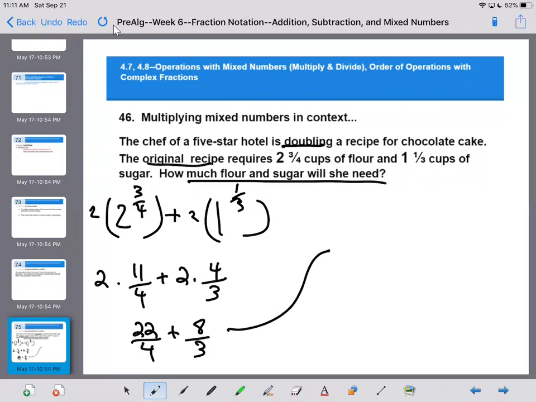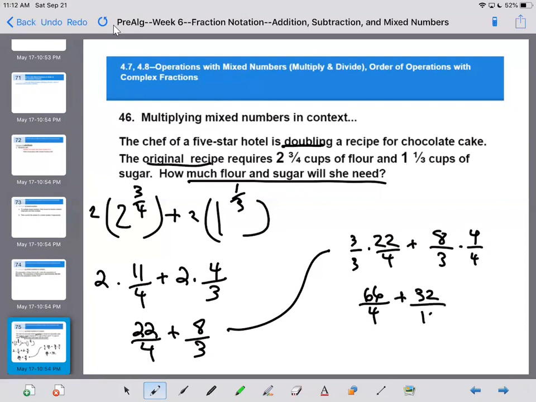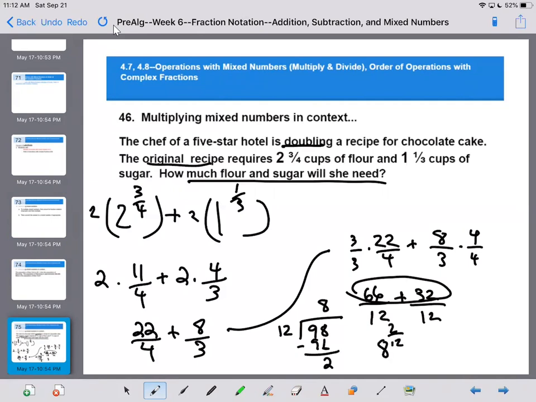Well, 12ths will be our lowest common multiple, so I'm going to multiply 3 divided by 3 to 22/4, and 4 divided by 4 to 8/3. So this is going to give me 66/12 plus 32/12. And so then what we would take is the 66 and the 32, which would be 98/12ths. And then we would divide that to figure out how much sugar and flour is needed. So 8 times 12 would be 96. So 8 2/12ths, or 8 1/6 cups of sugar and flour.